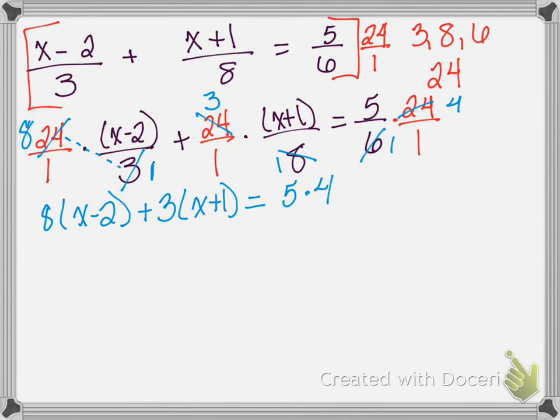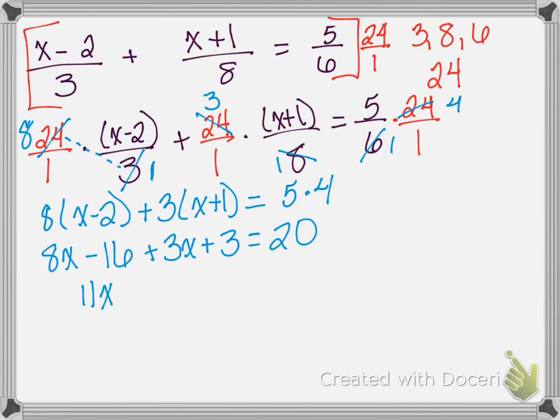Now, we know how to solve this. Okay, we distribute, we combine like terms. So I have 8 times x, 8 times negative 2. 3 times x, 3 times 1. Okay? 8x and 3x are my like terms, as are negative 16 and positive 3. Negative 16 and positive 3 give me negative 13.